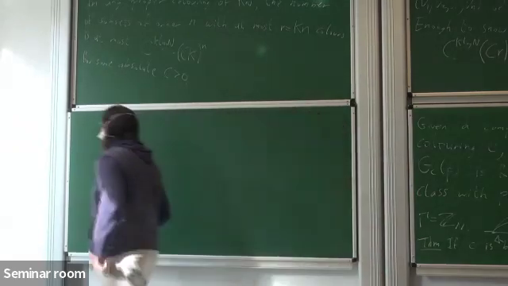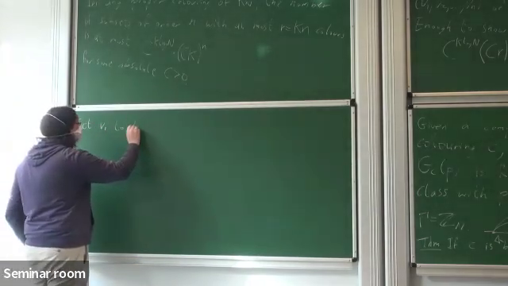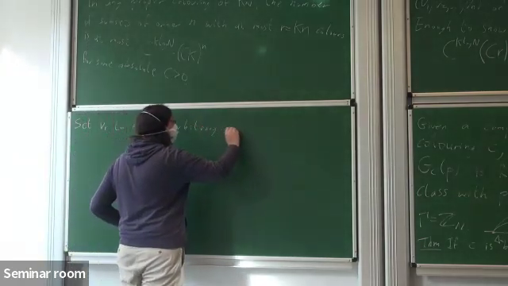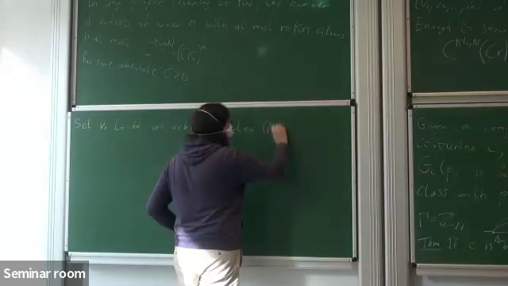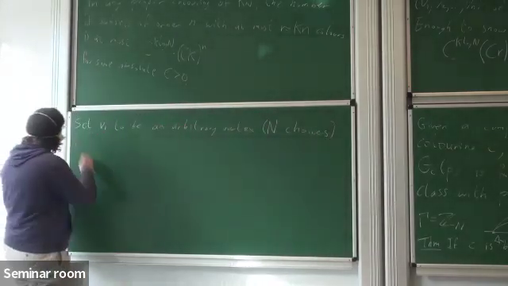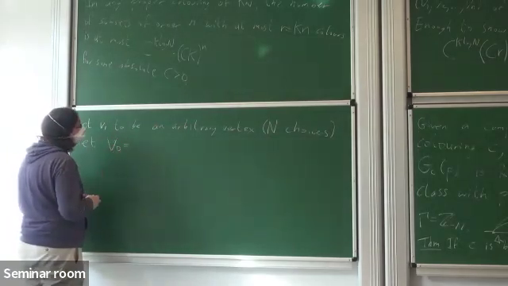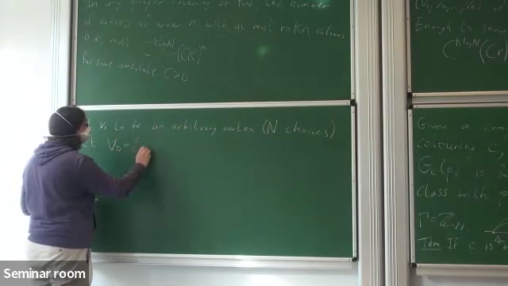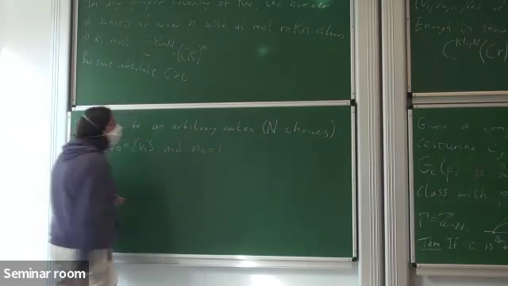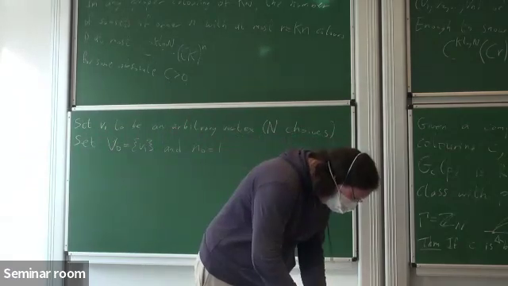So let's set V1 to be an arbitrary vertex. There's obviously n choices for that, because there's big N things in total. And I'm going to set V0 to be just this vertex V1, and N0 is 1. So I have a process that goes from here.